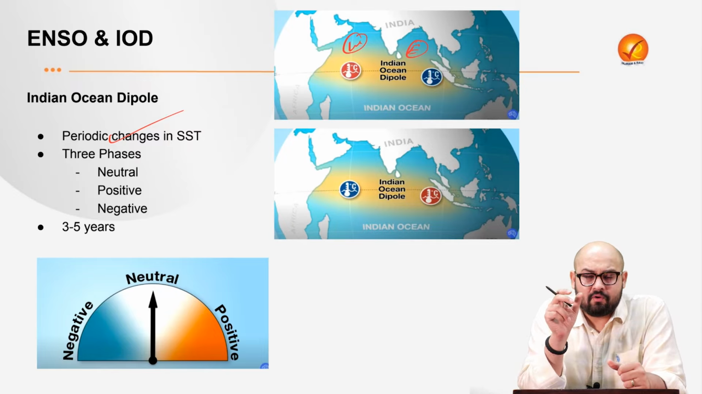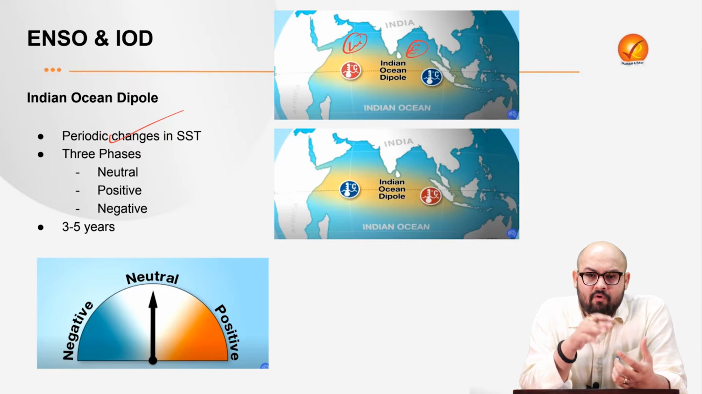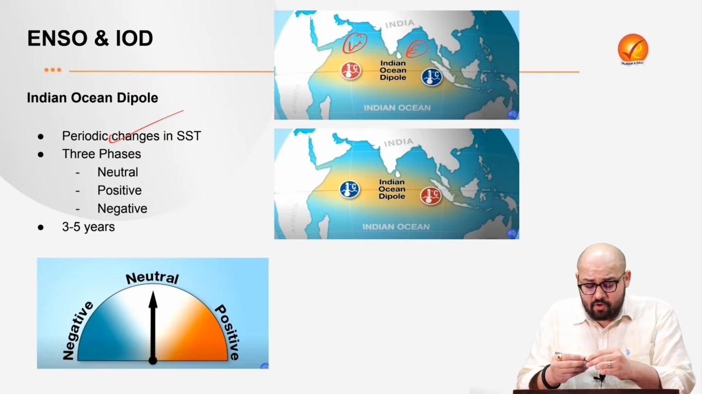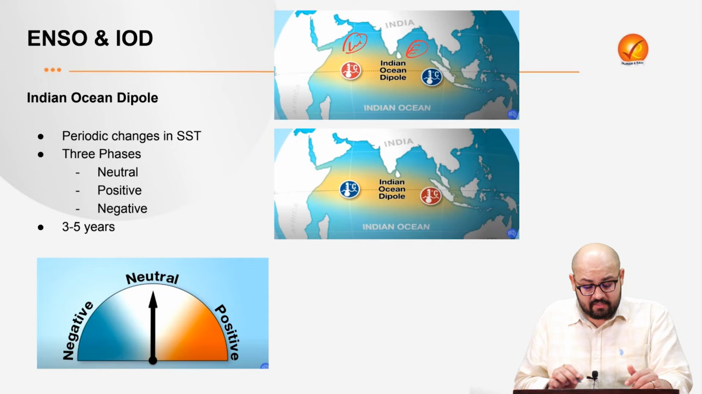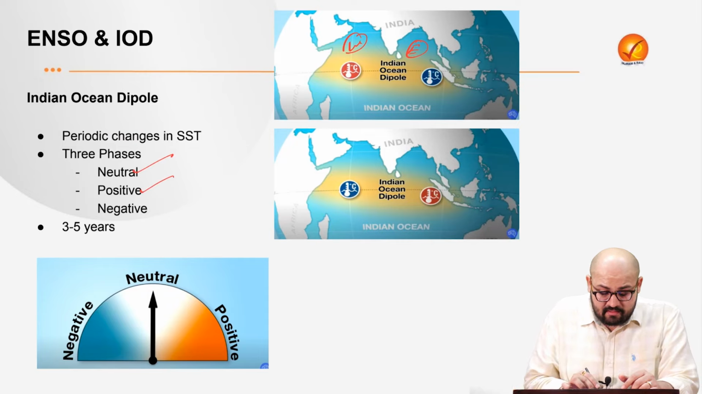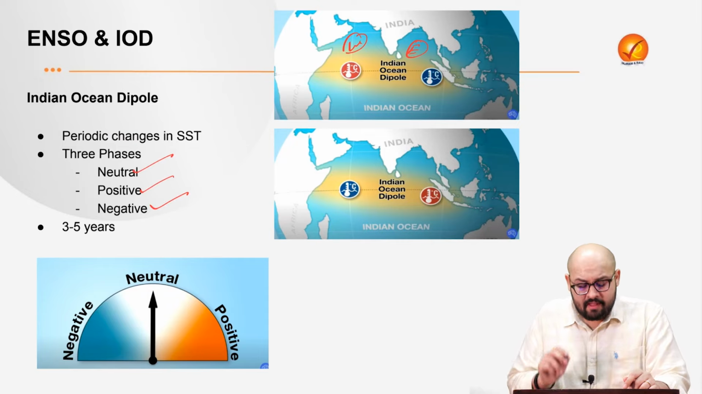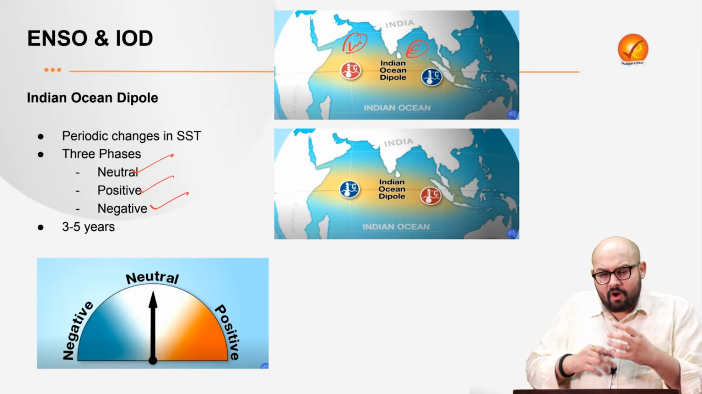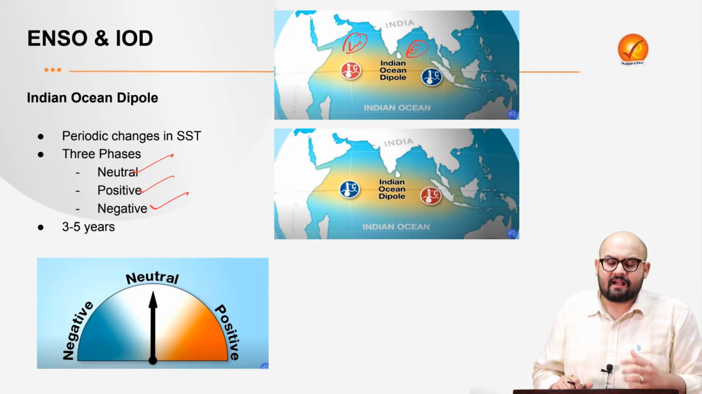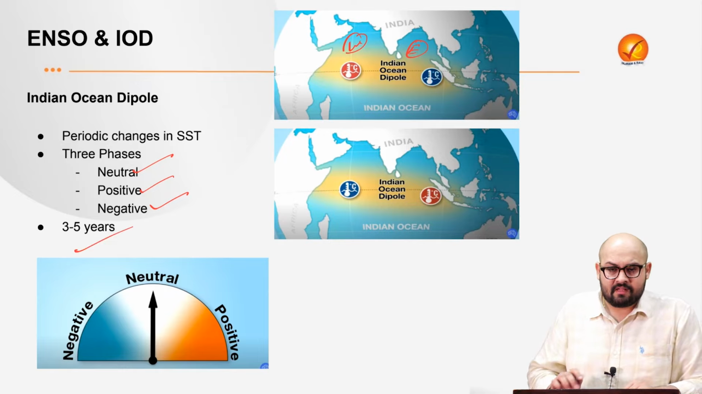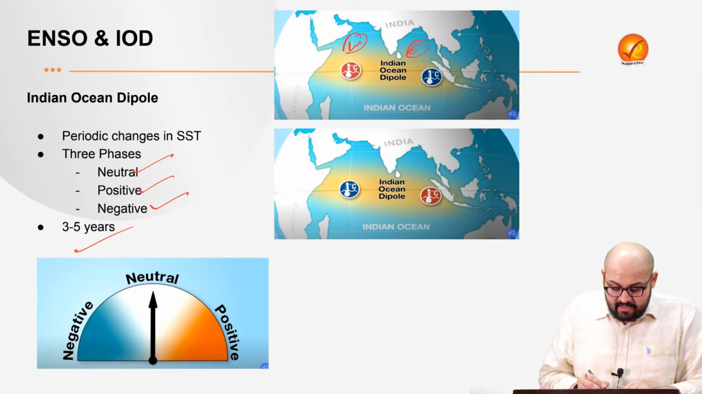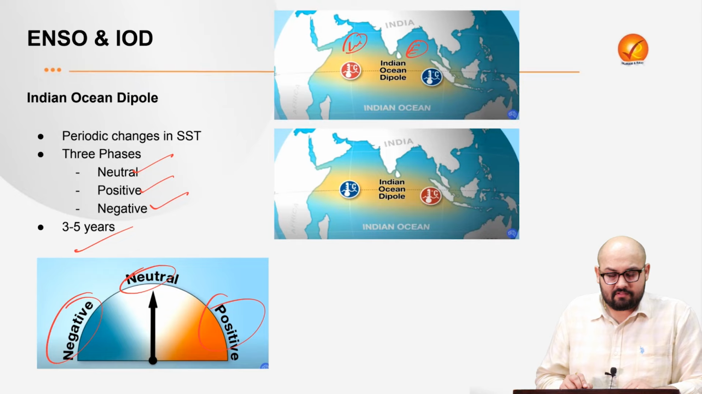The word dipole means two opposite ends, the warm and the cold. Now this also has three phases. The first is the neutral phase, the second is the positive phase, and the third is the negative phase. Now please understand that each of these phases occurs after a gap of 3 to 5 years. That is what the frequency is all about. And it oscillates from negative to neutral to positive phase, right?